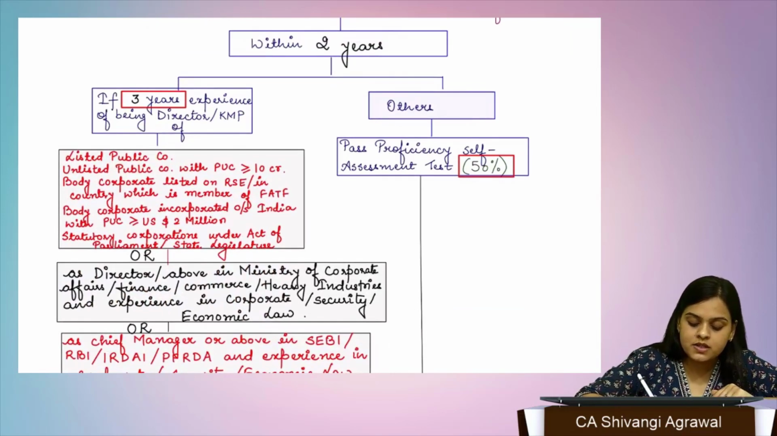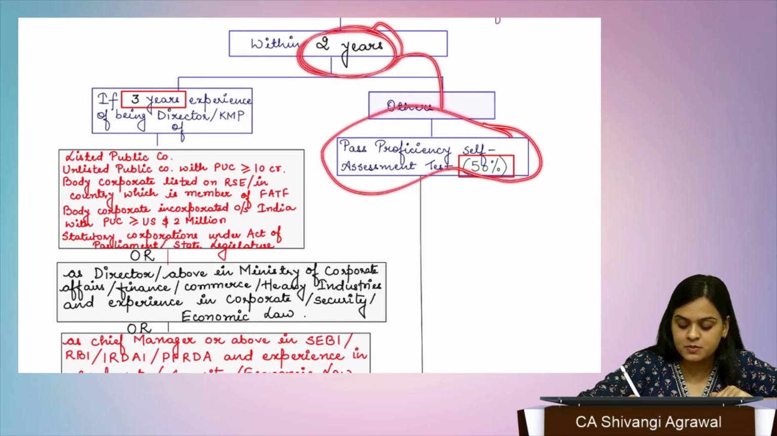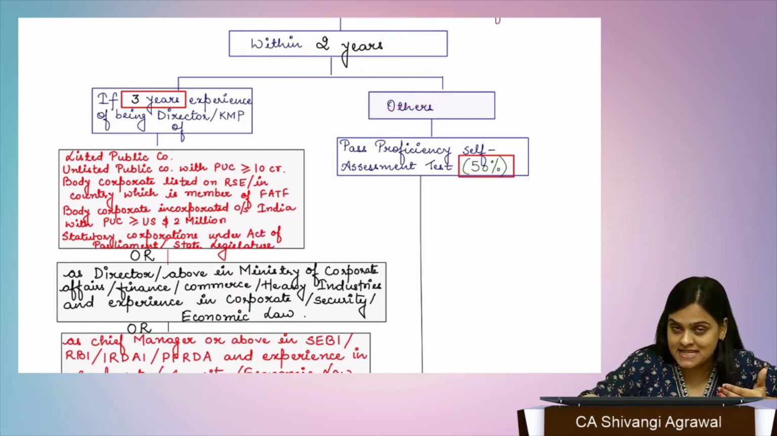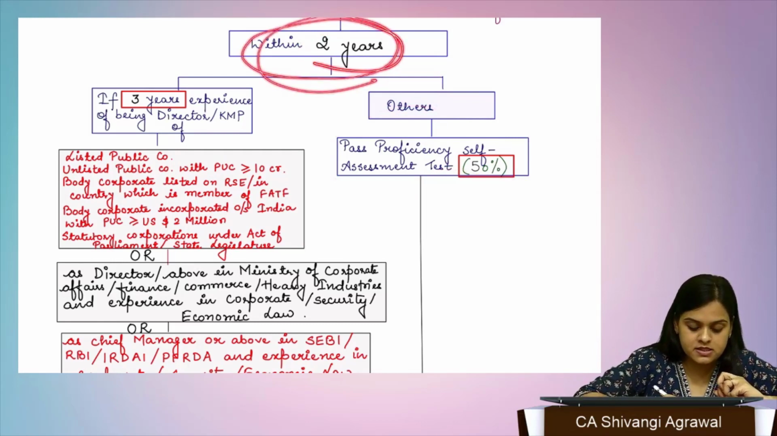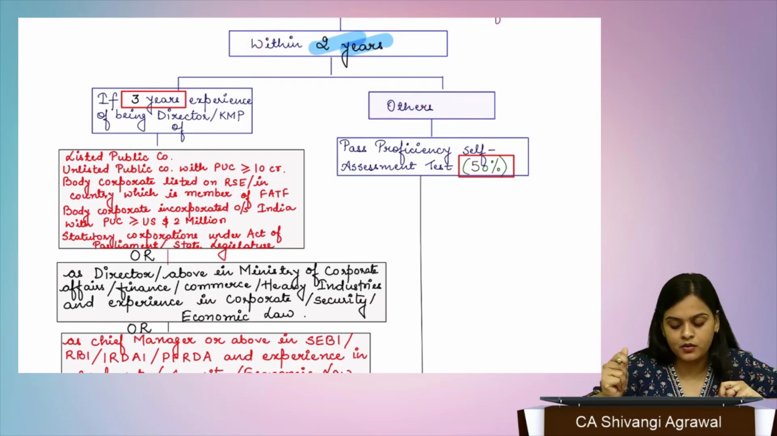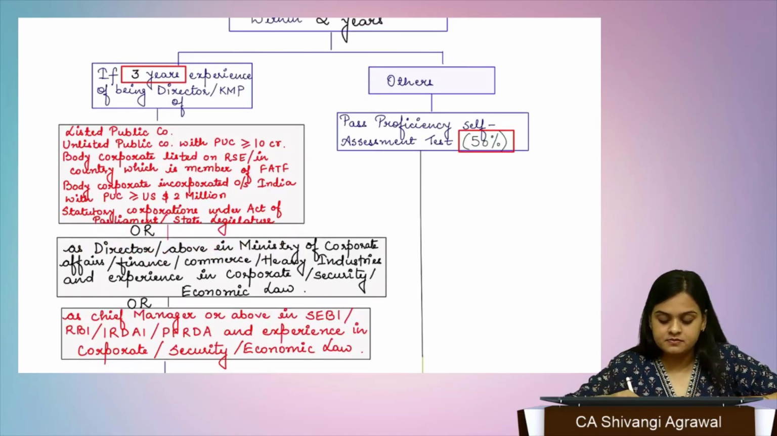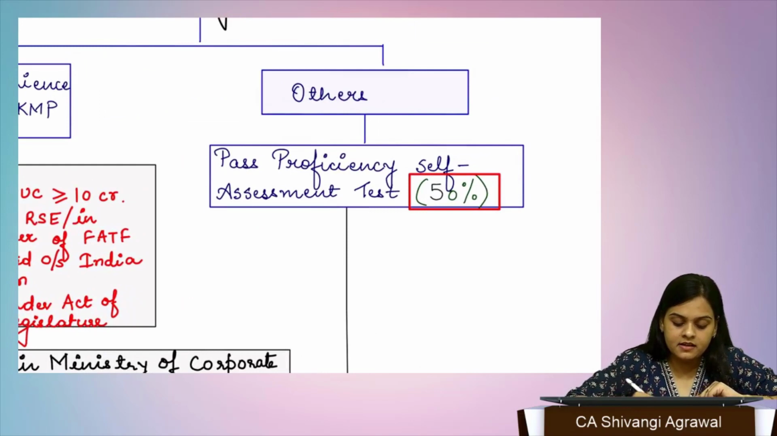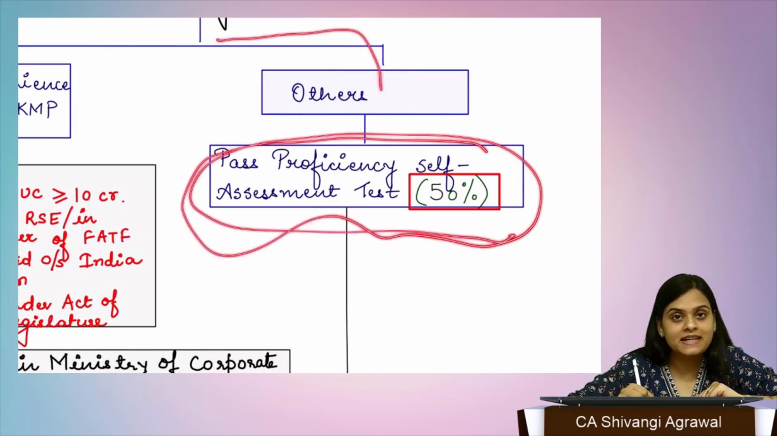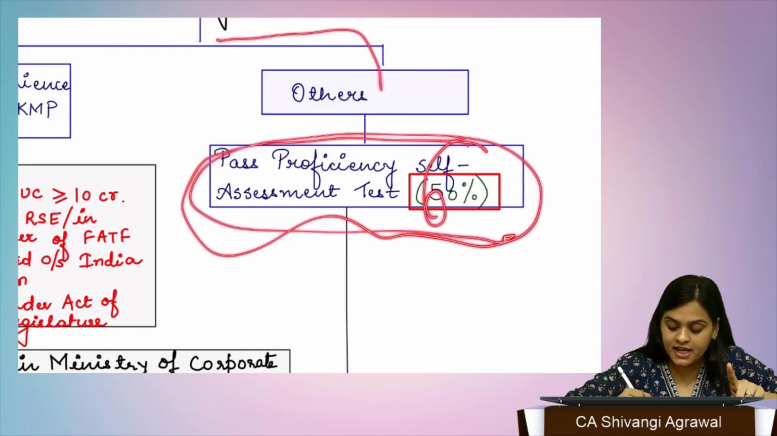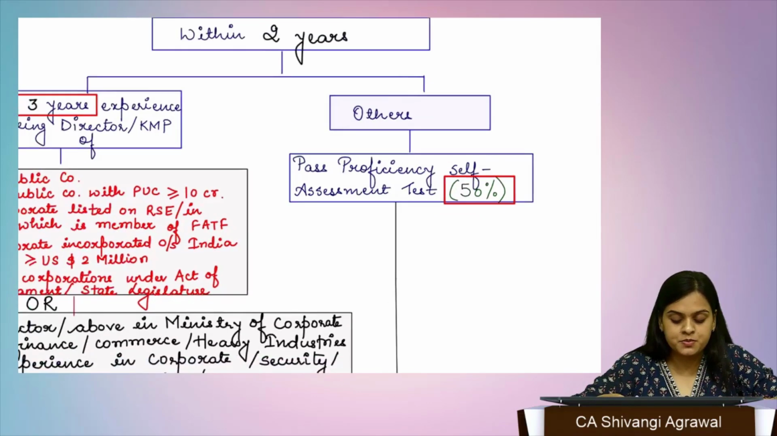Now, earlier this was 1 year. So within 1 year you had to pass the online self-assessment test. Now you have a time period of 2 years. So this is one amendment. Secondly, within 2 years you had to pass the online self-assessment test and the passing percentage was 60%. Now this has been reduced to 50% only.